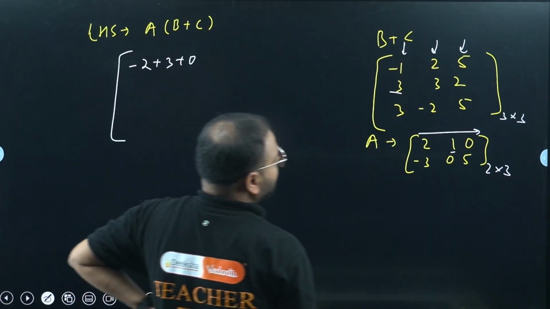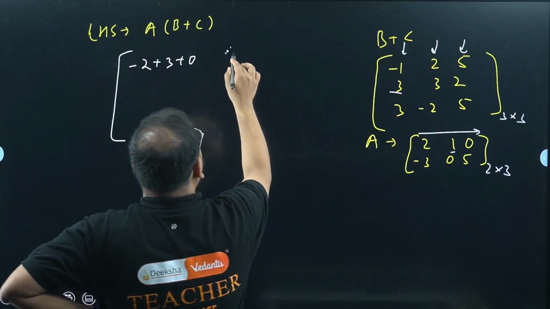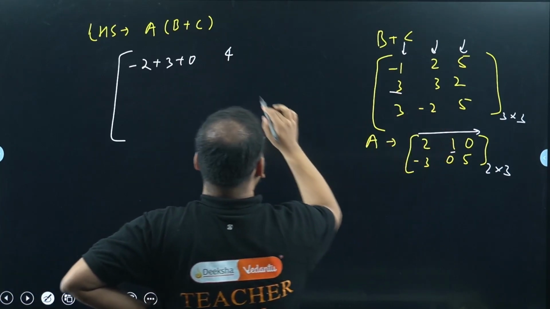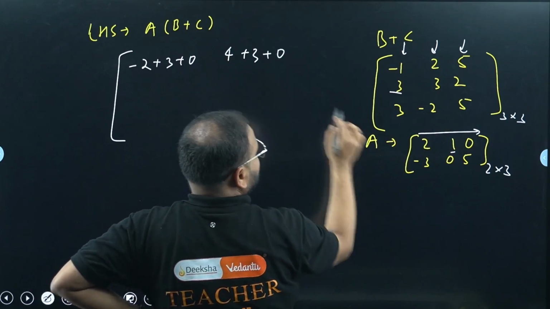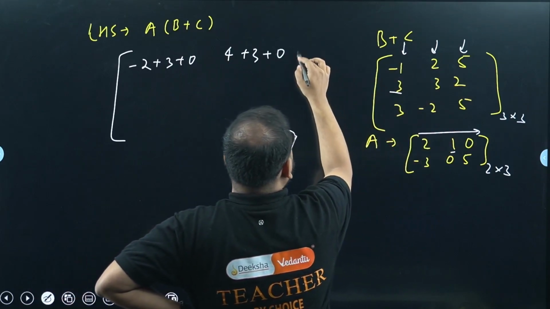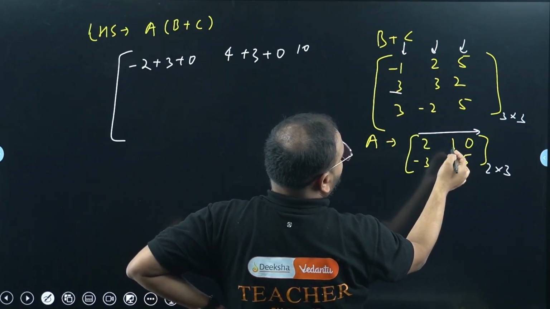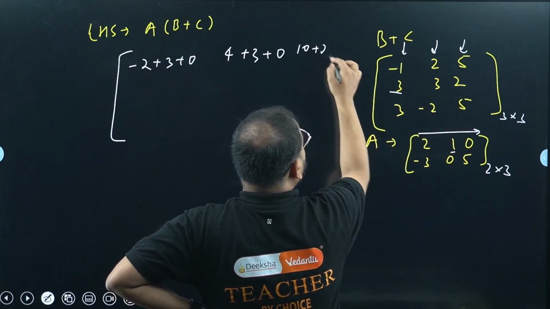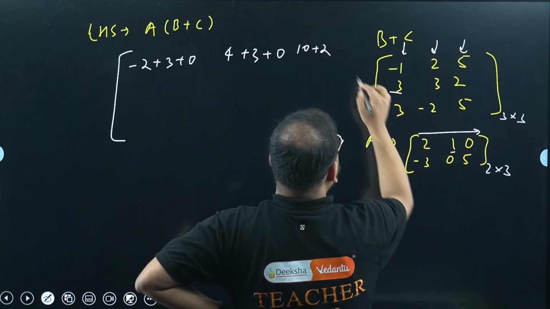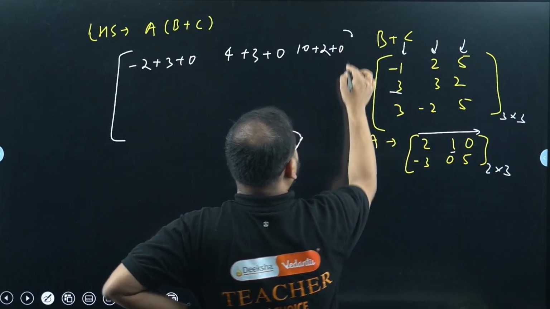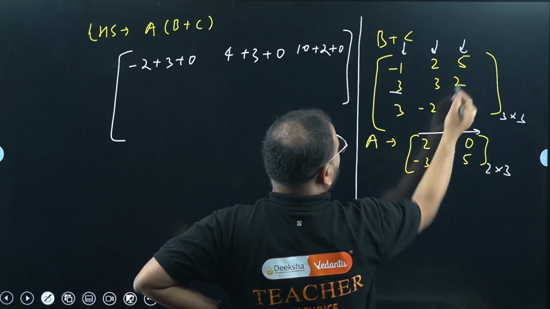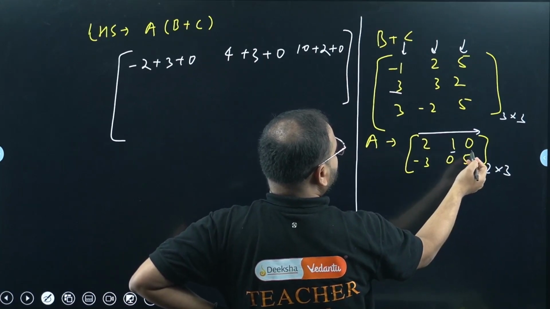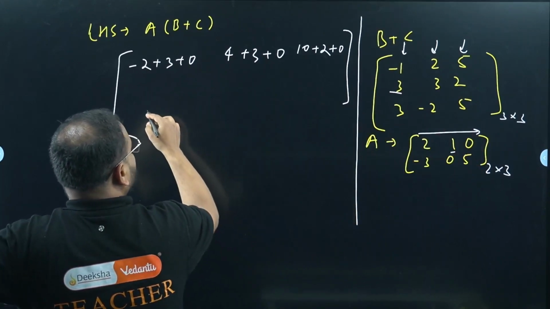Okay, what about next? 2 times 2, 4. 1 times 3, 3. 0 times minus 2, just 0. Next, 2 times 5, so 10. 1 times 2, just 2. And 0 times 5, so 0. Please check here. What is this next part?